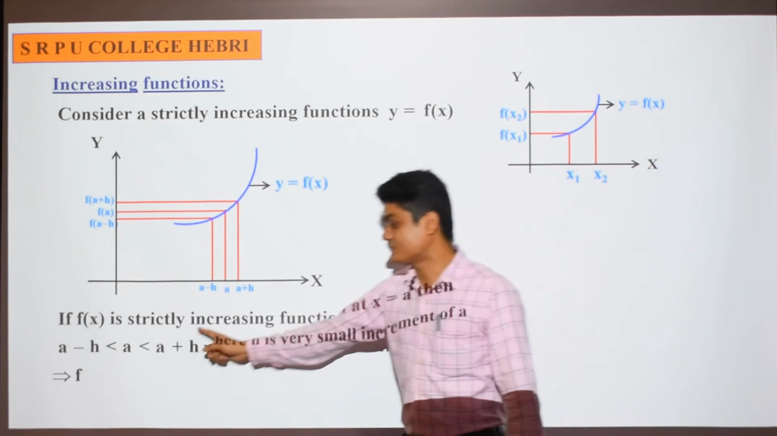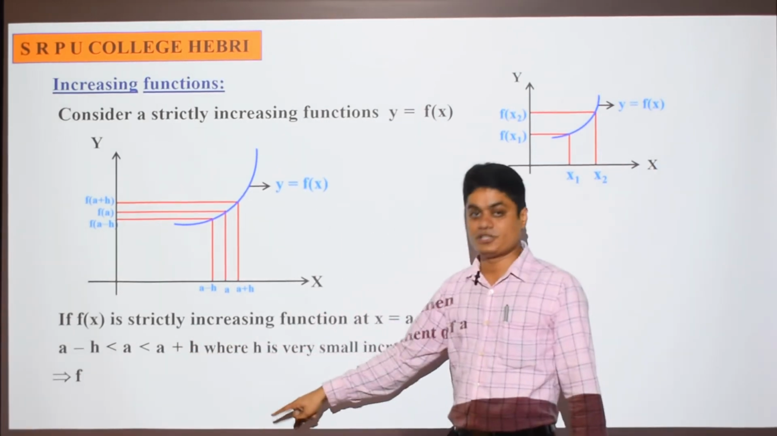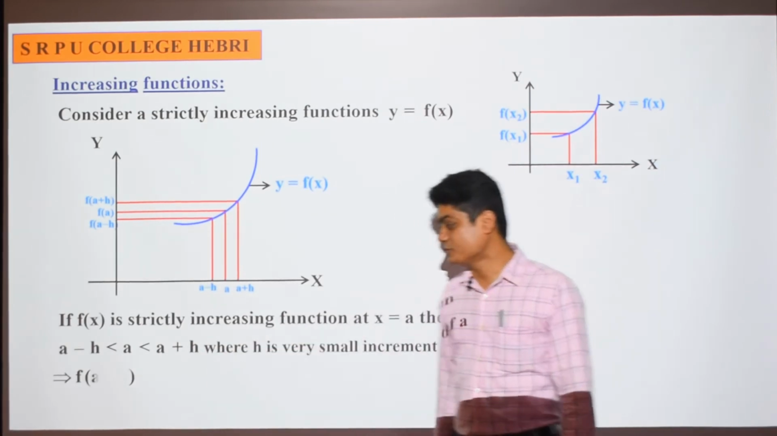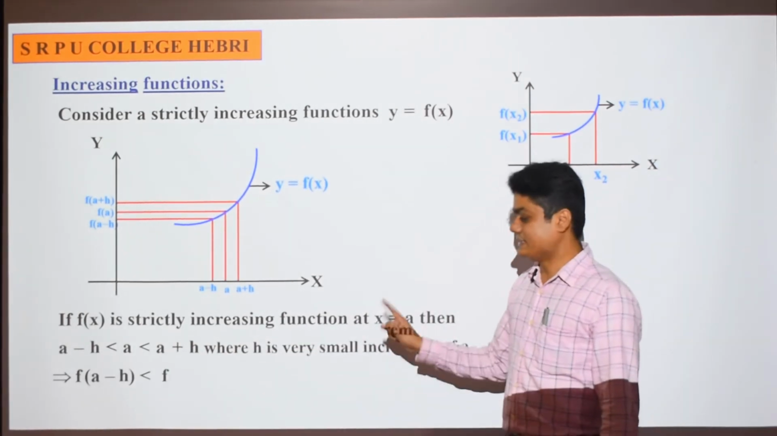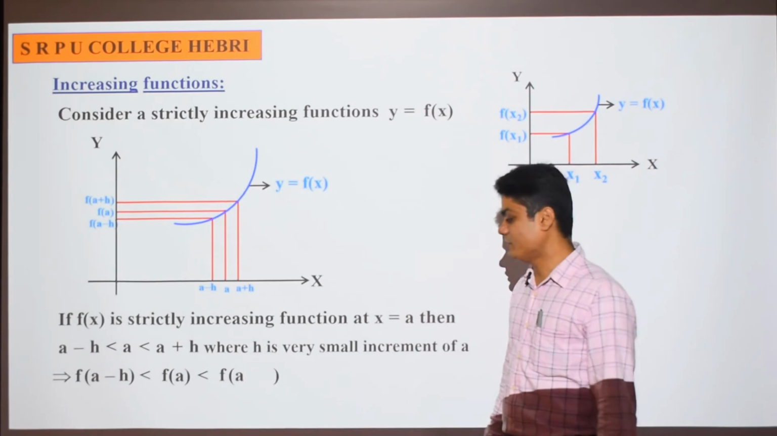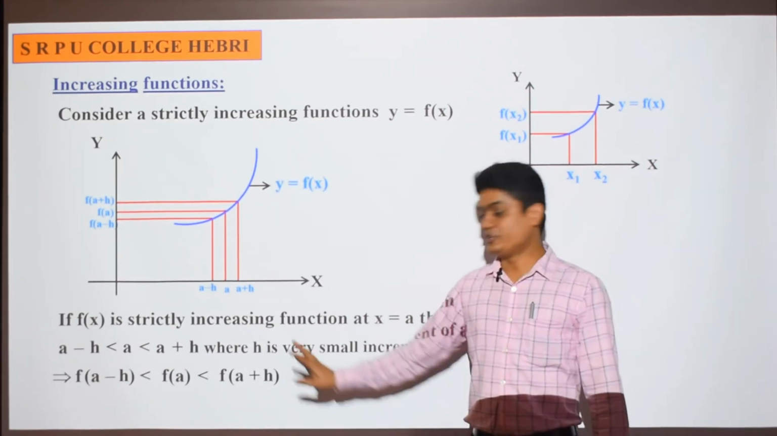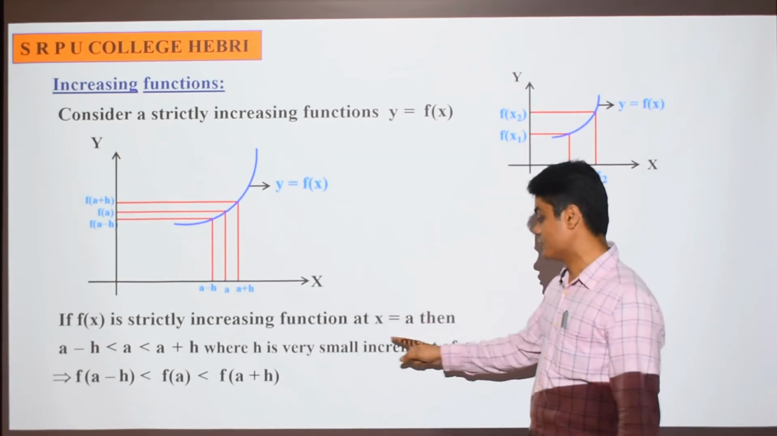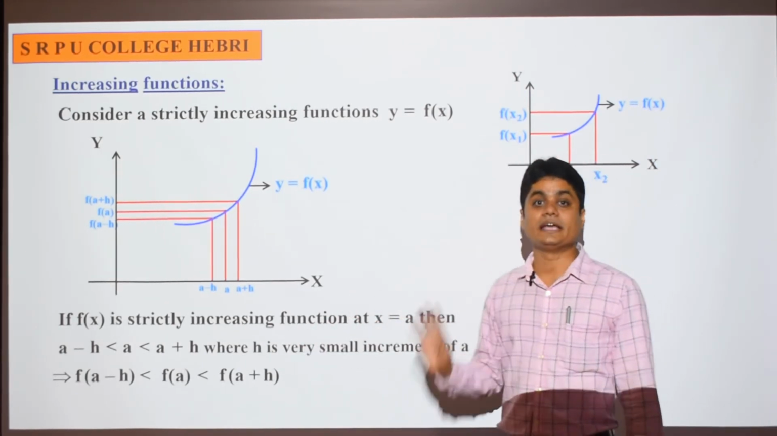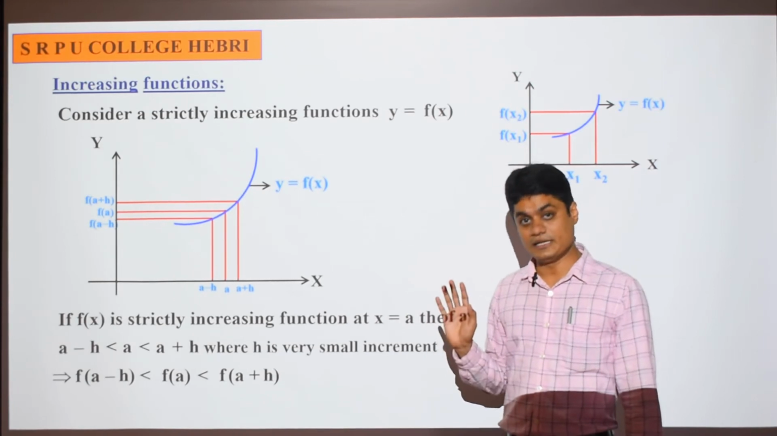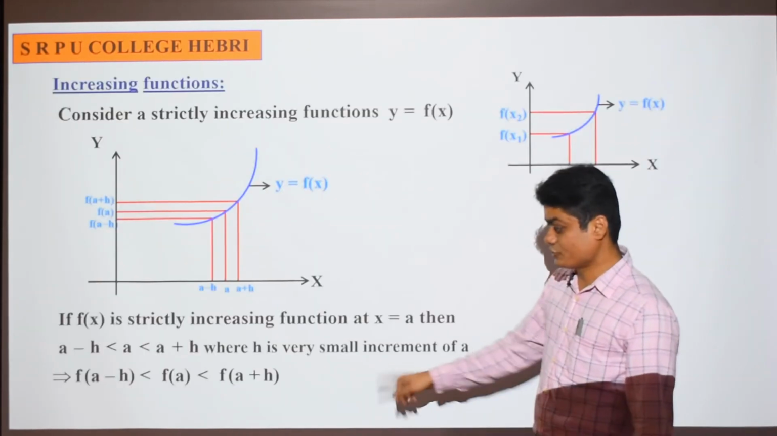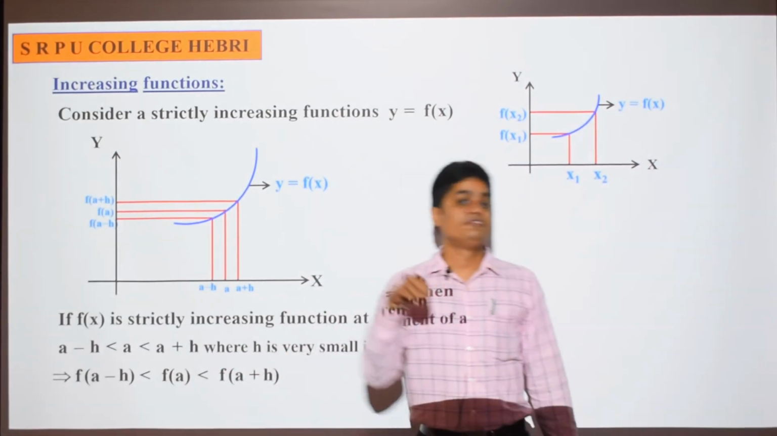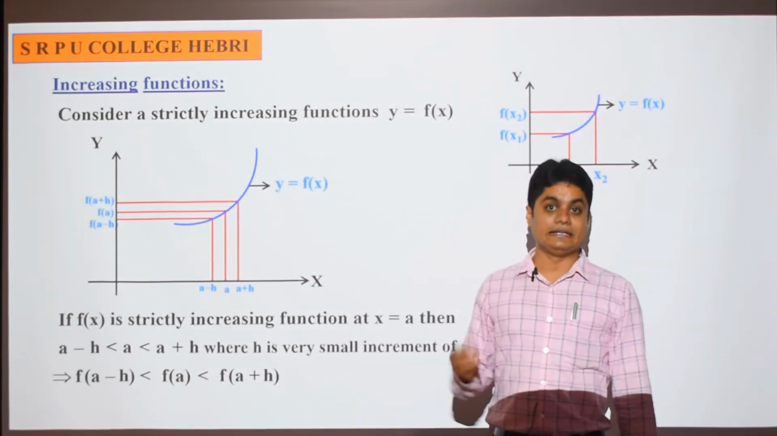So to say a function is strictly increasing at x equal to a, if this condition satisfies: if a minus h is less than a plus h, then compulsorily the condition f of a minus h is less than f of a is less than f of a plus h is satisfied. Then we say that the function is strictly increasing at x equal to a. ಅರ್ಥ ಆಯ್ತಾ? So I'll explain again. When this condition implies this condition, we say that the function is strictly increasing at x equal to a.